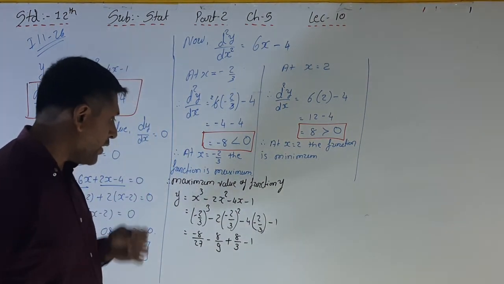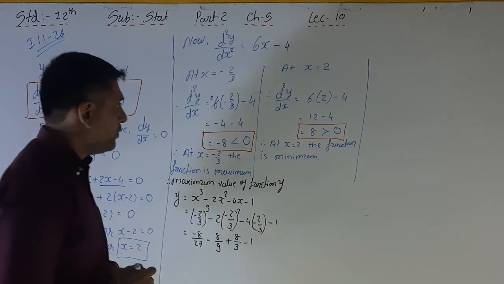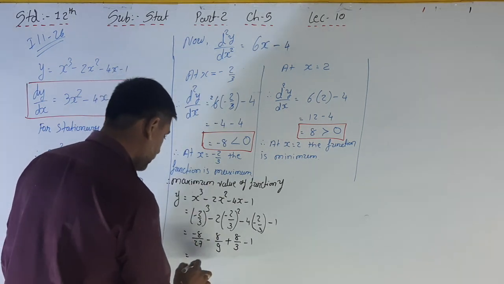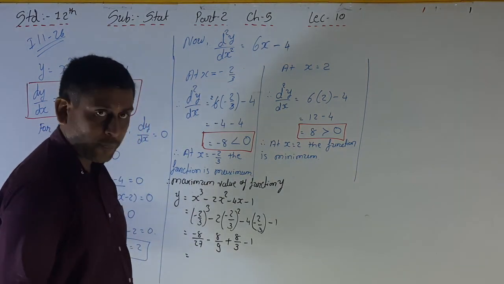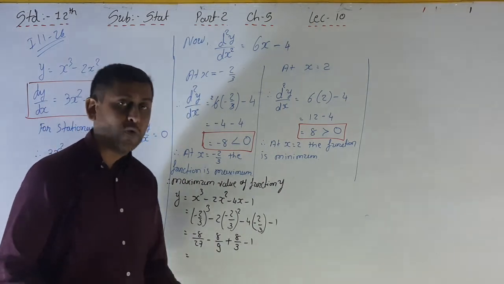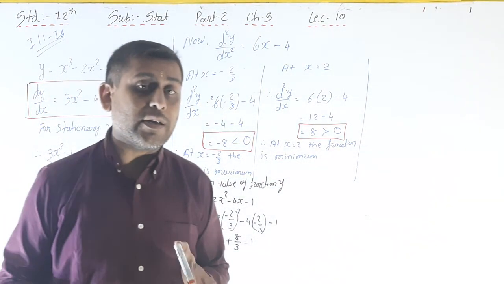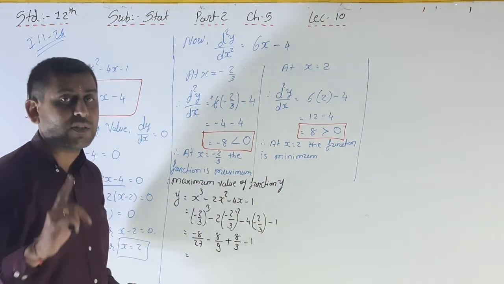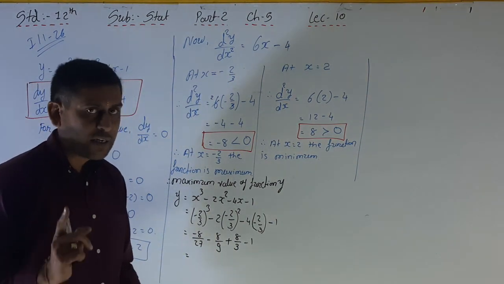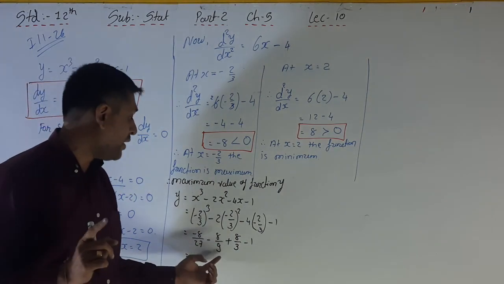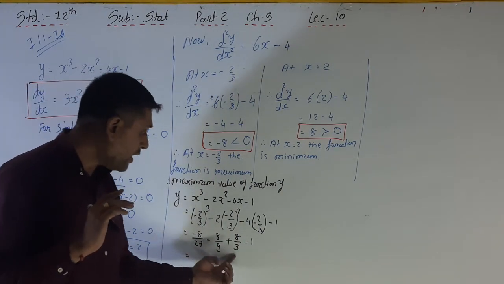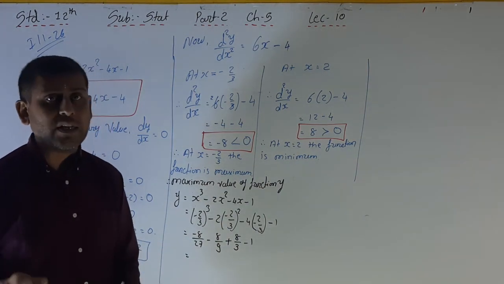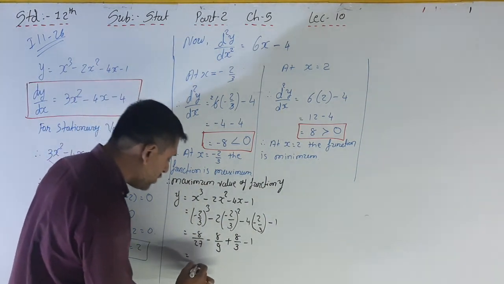Now what is the simplification? We have to take the LCM. What is the LCM? The highest value. Which one is the highest value here? 27. 27 ones are 27. In the 9 table, 27 is there, yes, 9 threes are 27. In the 3 table, 3 nines are 27, and 27 ones are 27. So 27 is your LCM.